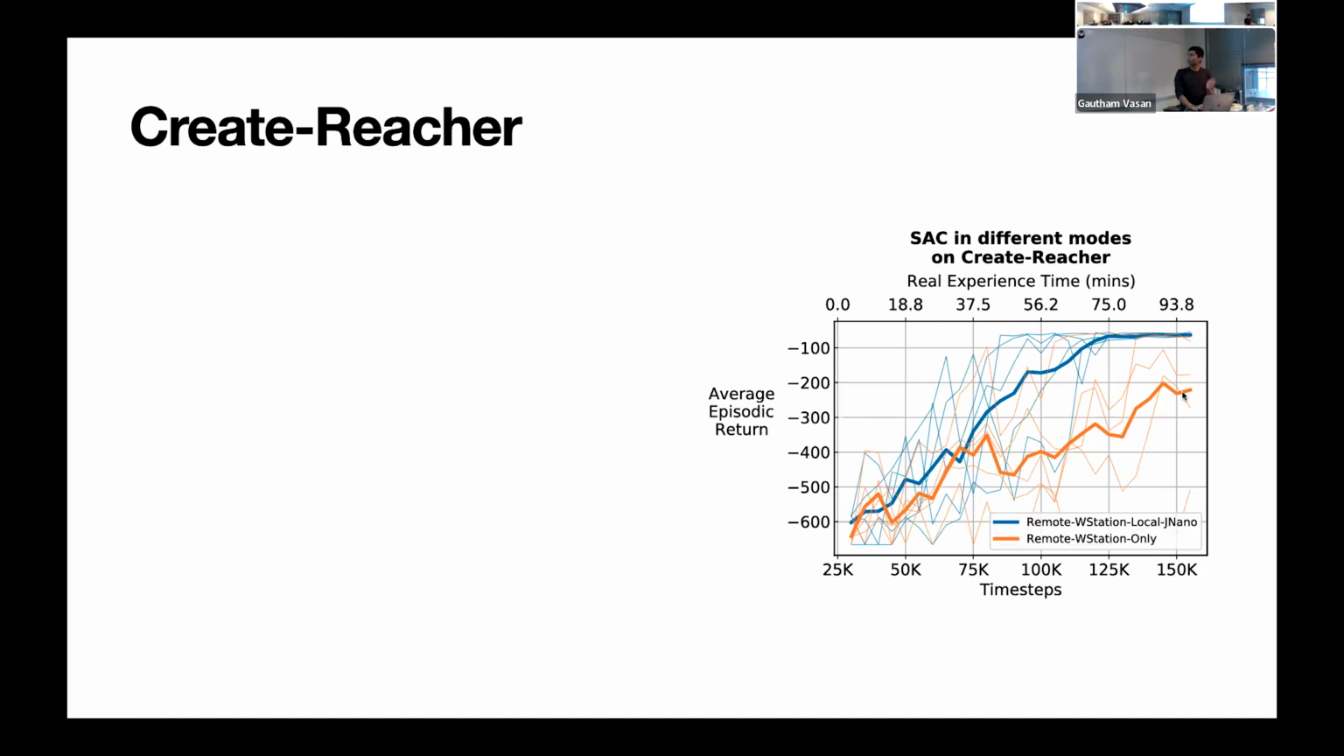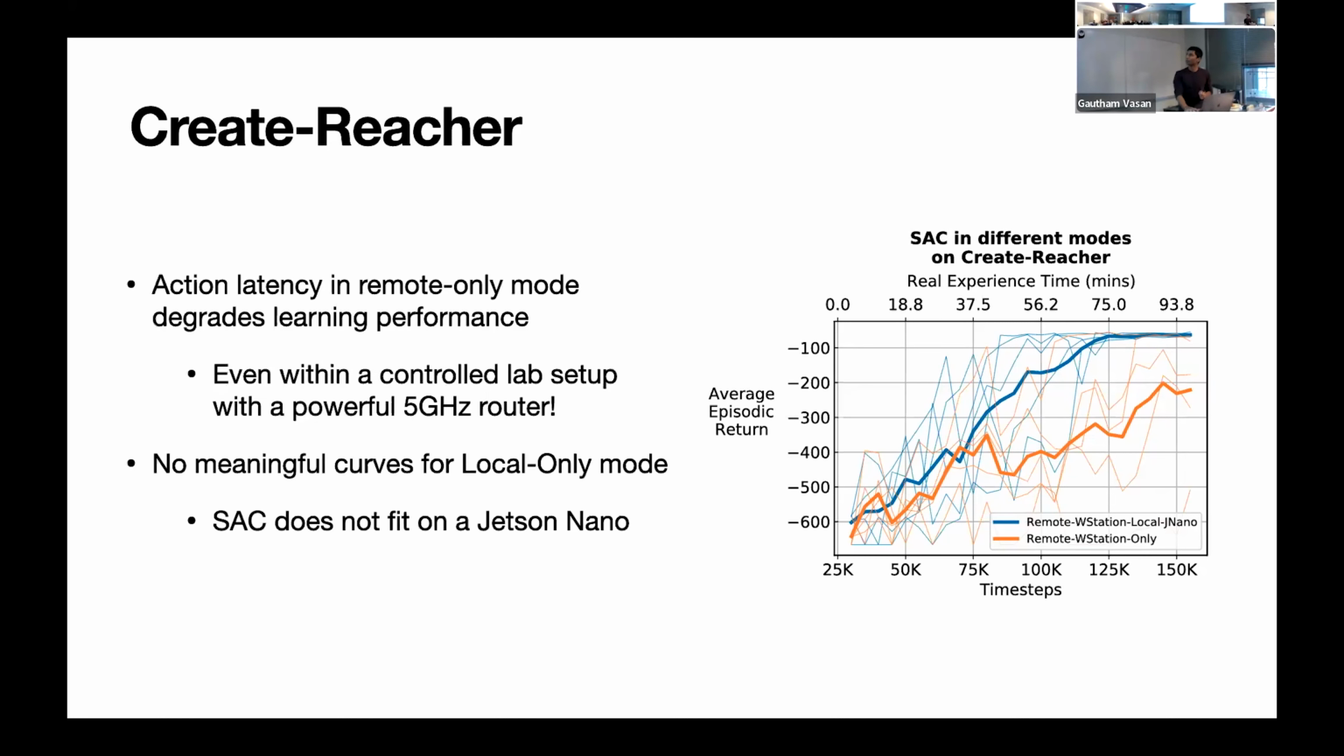So just by switching to running the entire experiment over Wi-Fi, performance degrades right away. The action latency in this remote-only mode degrades learning performance, and this is within our controlled lab setup. We have quite a powerful router in the lab, and we're using it to transmit all the data. Even when you do this, you see this big difference.